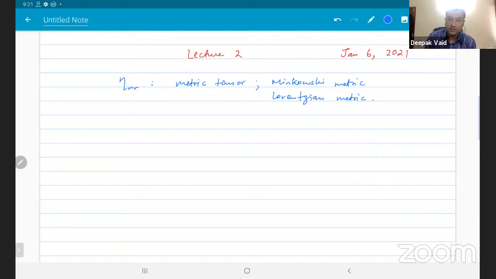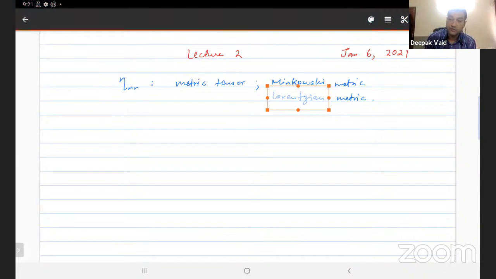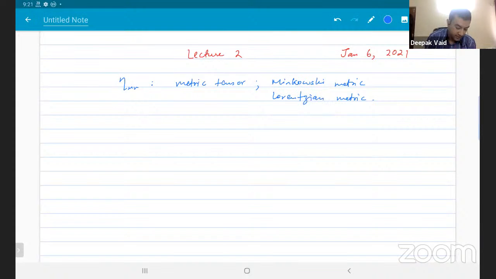Why is it called either one of these? Because Lorentz refers to Lorentz transformations, right? Now, on the other hand, if I have something like this, let's say delta ij, then this would be the metric tensor. So this is for 4 dimensions. This is for 3 spatial dimensions. This would be the metric tensor, and I would refer to this as the Euclidean metric.